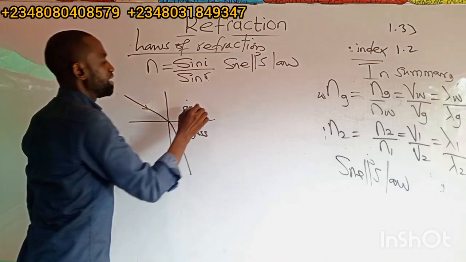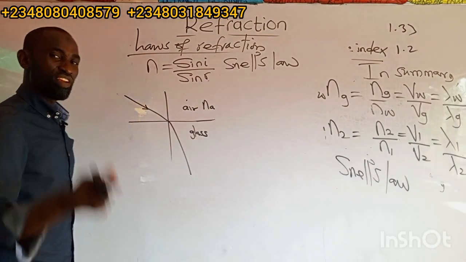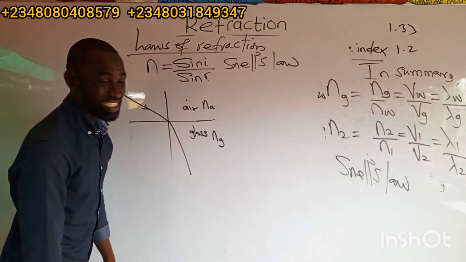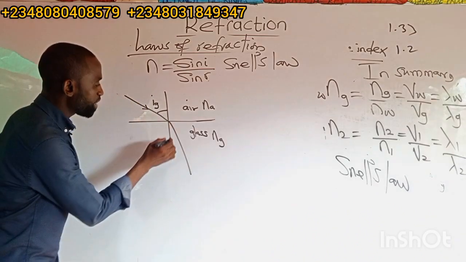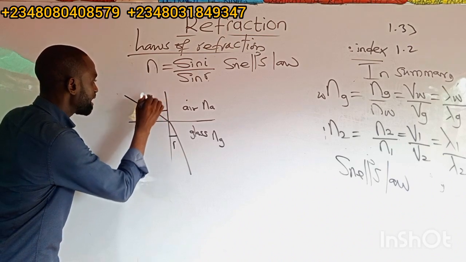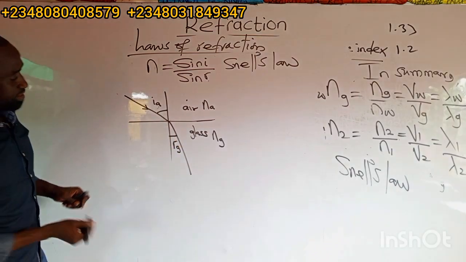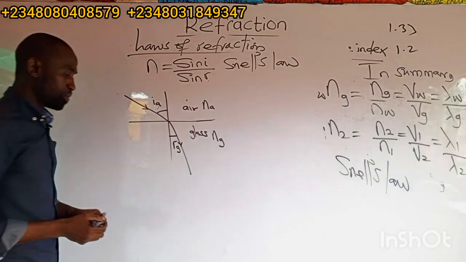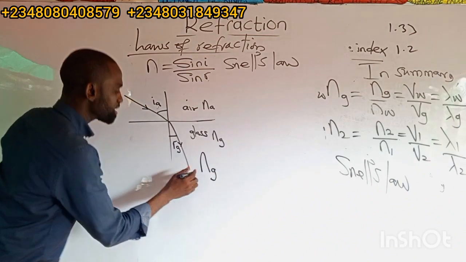Let's assume the refractive index of air is given as Na and the refractive index of glass is given as Ng. Where do we have the angle of incidence? We have the angle of incidence in air. Where do we have the angle of refraction? In glass. Are you with me? This is our refracted ray, and this is our incident ray.